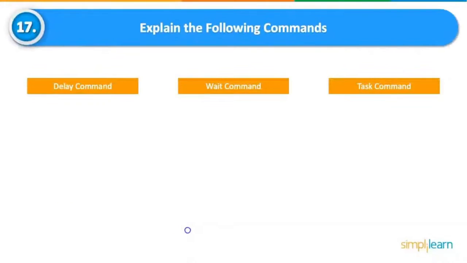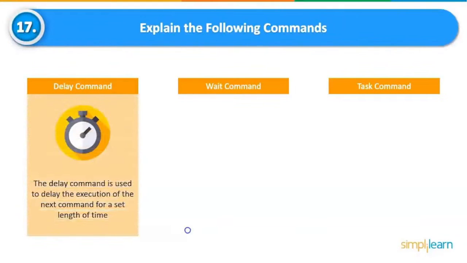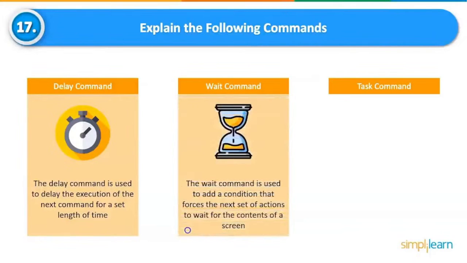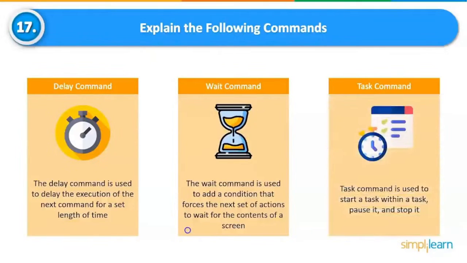Explain the following commands: delay command, wait command and task command. The delay command is used to delay the execution of next command for a set length of time. You have the option of specifying the time in milliseconds or seconds. Wait command. The wait command is used to add a condition that forces the next set of actions to wait for the contents of a screen to change before proceeding. Task command. Task command is used to start a task within a task or pause it and stop it.